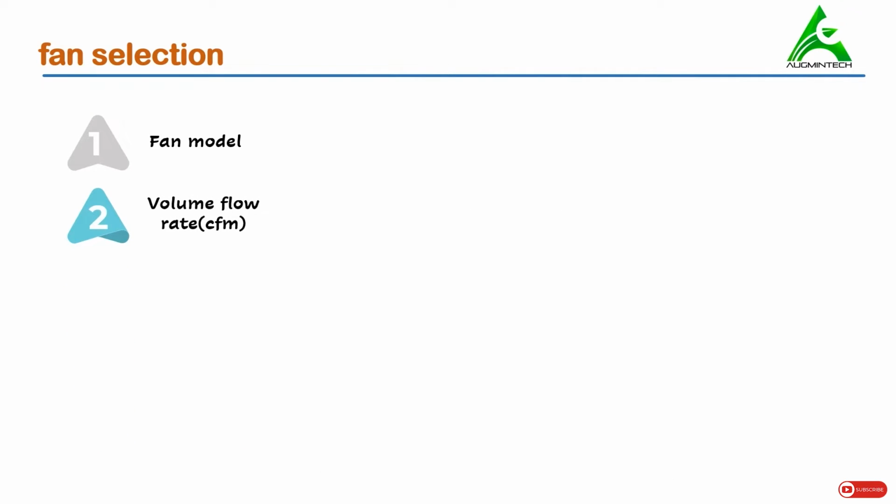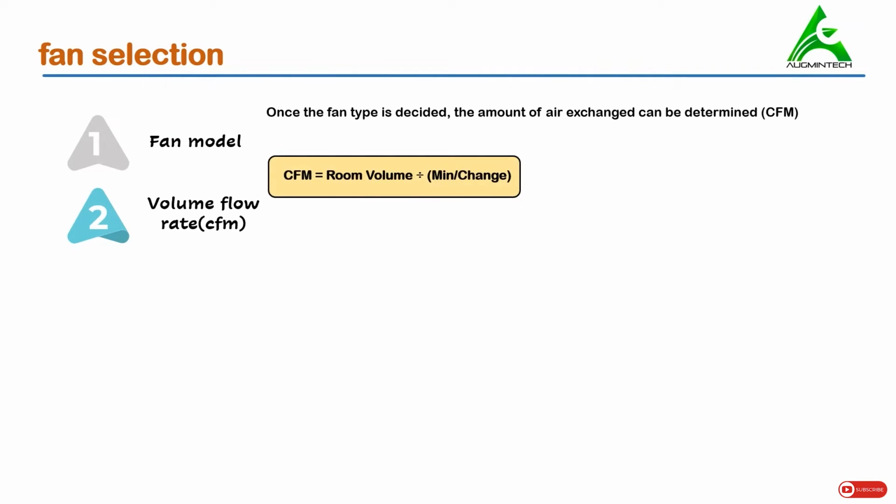Another factor to consider while selecting fan is the amount of airflow that the fan is required to move, that is the volume flow rate measured in CFM. Once the fan type is decided based on the model, the amount of air exchange can be determined, and we can use this simple formula to find the amount of air that a fan requires to move. The formula says CFM equals the room volume divided by minutes per change.